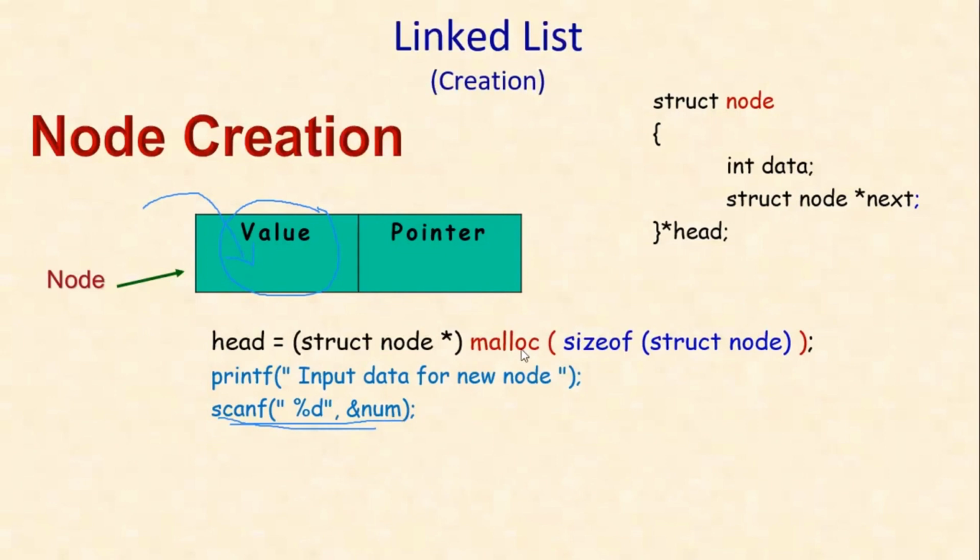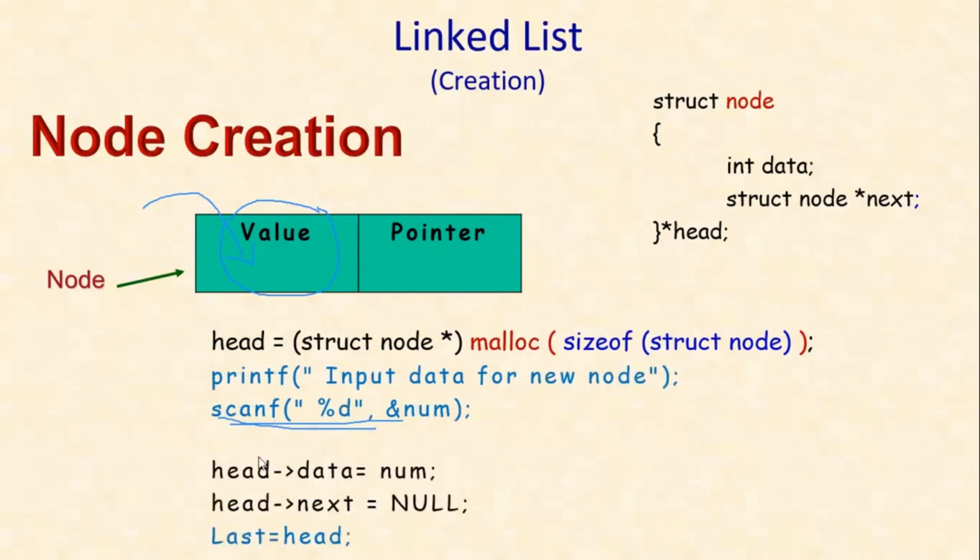After reading a number, I have to keep that number in the corresponding node. And what is the address of the node head? In this structure, to access data through a pointer variable, you have to use this arrow symbol. So head arrow data represents that the data belongs to this particular head pointer. So head->data = num means what?